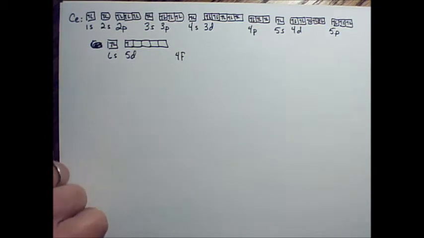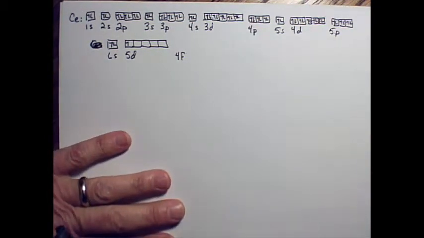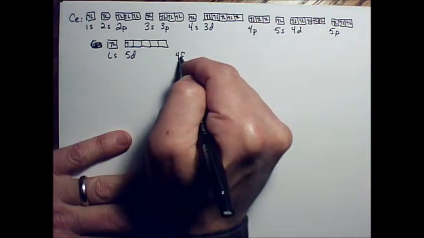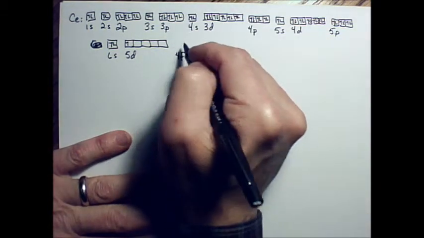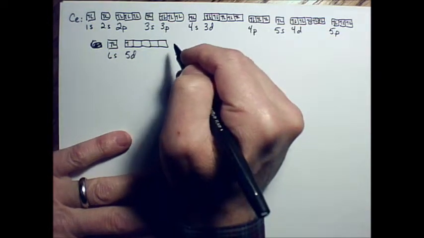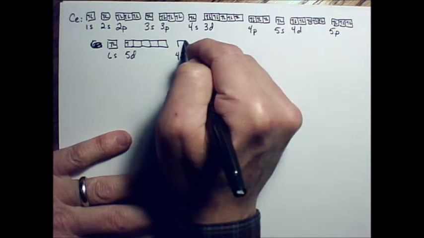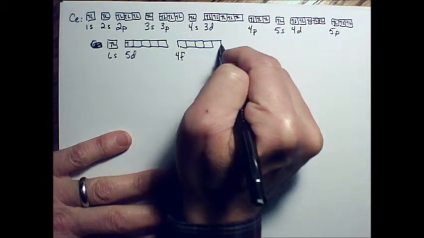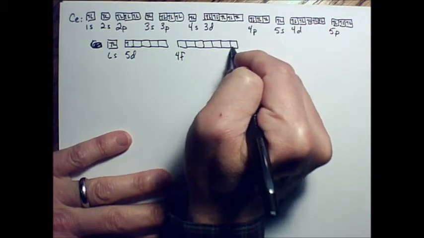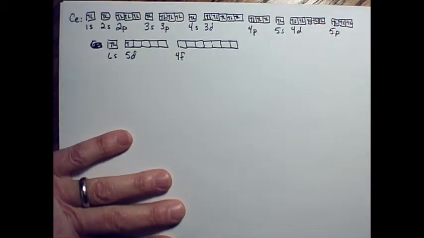All right, so look and tell me how many elements do we have across the row in the f sublevels? 14. It's a lowercase f. I'm sorry. All these are lowercase letters. So how many orbitals do we need? 7. 1, 2, 3, 4, 5, 6, 7. So for cerium, how many more electrons do I need?